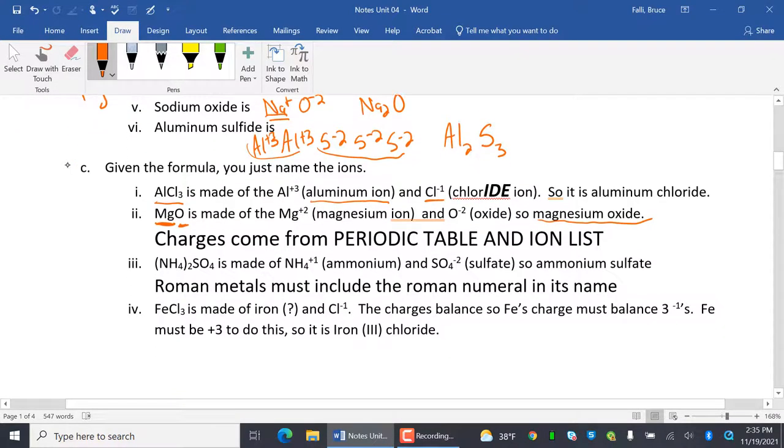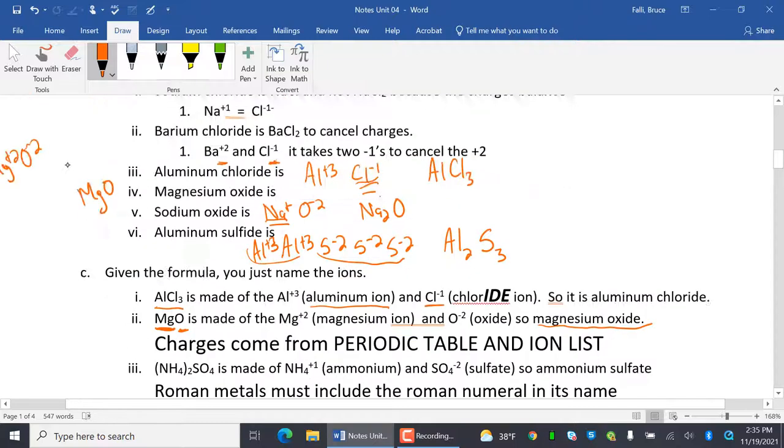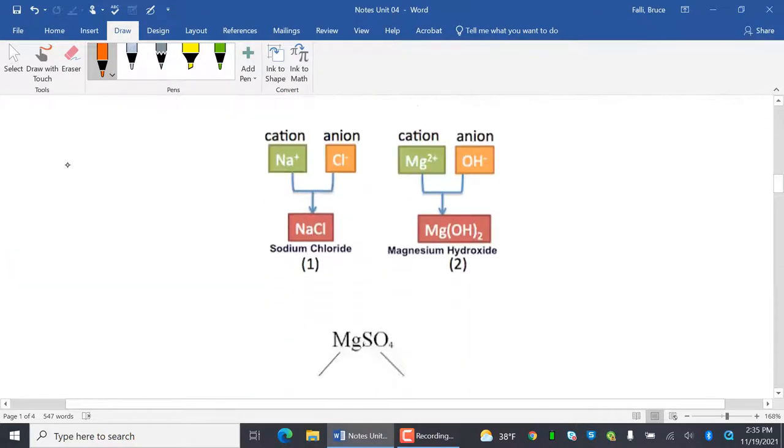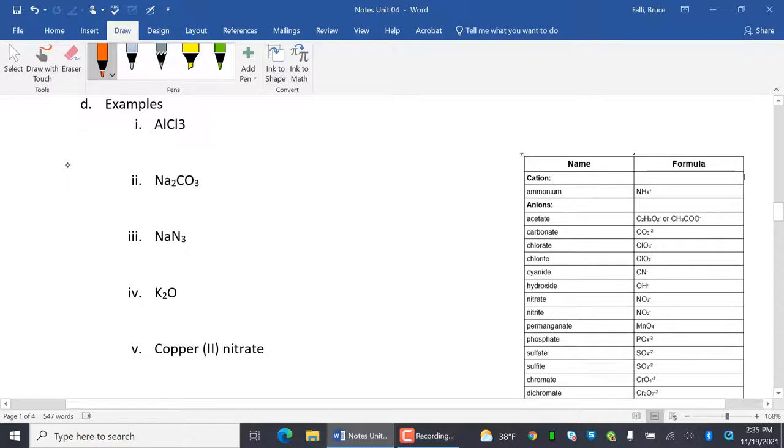Oh, man, here it comes. NH4. Oh, double doggies, I thought I threw an ion list here. I did. NH4 is ammonium.